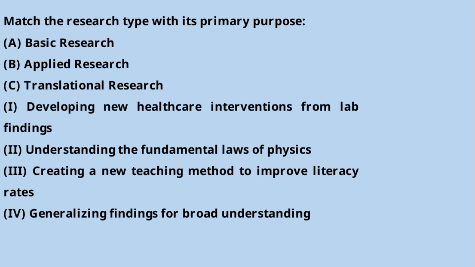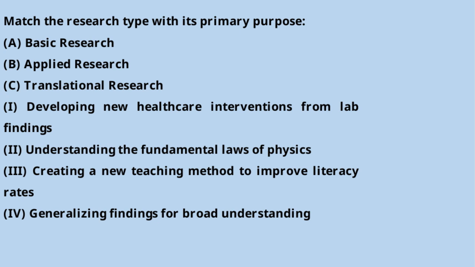An example here is developing new healthcare interventions from lab findings, which is shown as I. This type of research takes insights from basic science and applies them to real-world problems, especially in health and medicine. Then we have translational research, indicated as C. Its main goal is to bridge the gap between lab discoveries and practical applications, which is demonstrated by creating new teaching methods to improve literacy rates, shown as III. Basically, it's about translating scientific discoveries into tangible benefits for society.